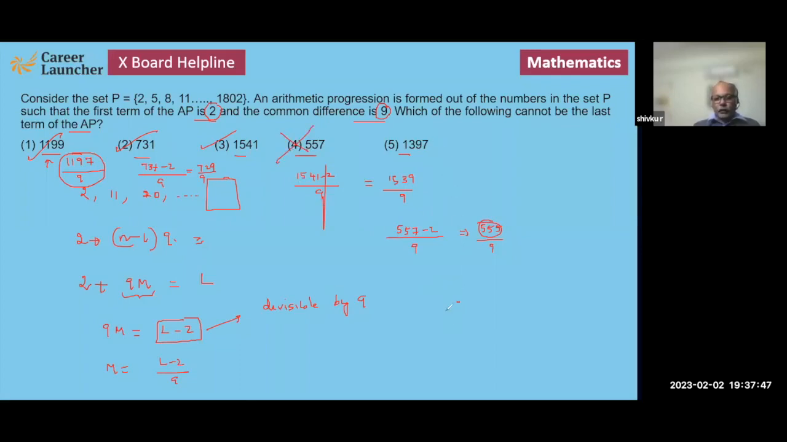And if you want to check, you can also check for 1397 minus 2. Is it divisible by 9? We are talking about 1395 divisible by 9. Yes, this is divisible by 9. So A and B are possible. Hence the answer to this question is... Aditya, is this clear now? Which of the following cannot be the last term of the AP? Right? So the answer to this question has to be this. Okay.